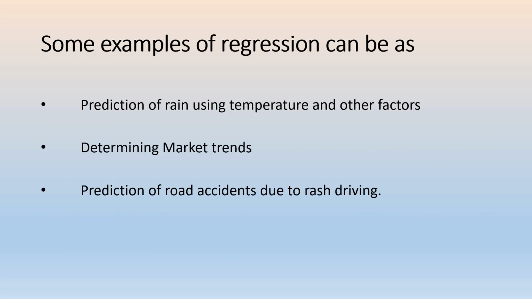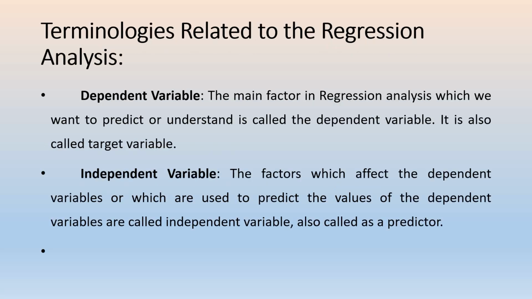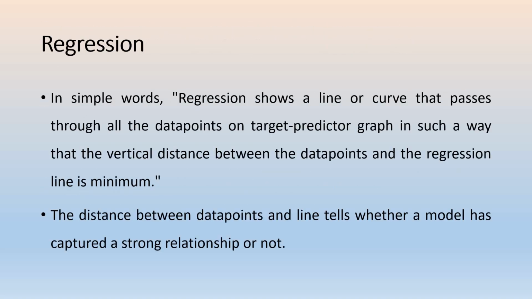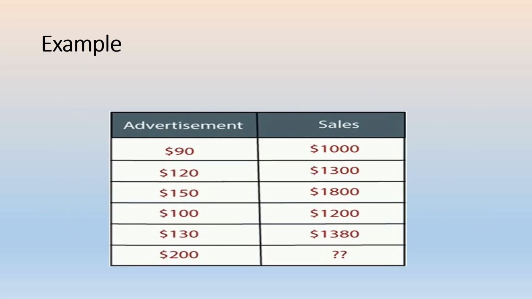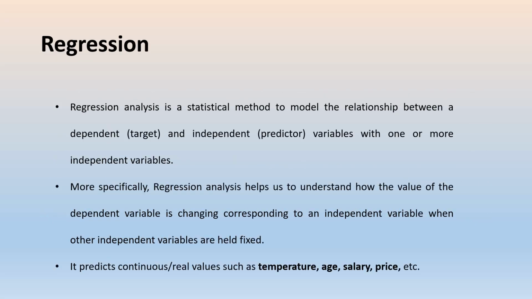Some examples of regression, which I have listed here, are the prediction of rain using temperature and other factors, determining market trends, and prediction of road accidents due to rash driving. These are very good examples of regression. So this is about regression analysis, and this is a very good example to illustrate it. In my coming videos I will explain the graph, how the data points are plotted, and how the distance between the curve and the data points can be calculated.